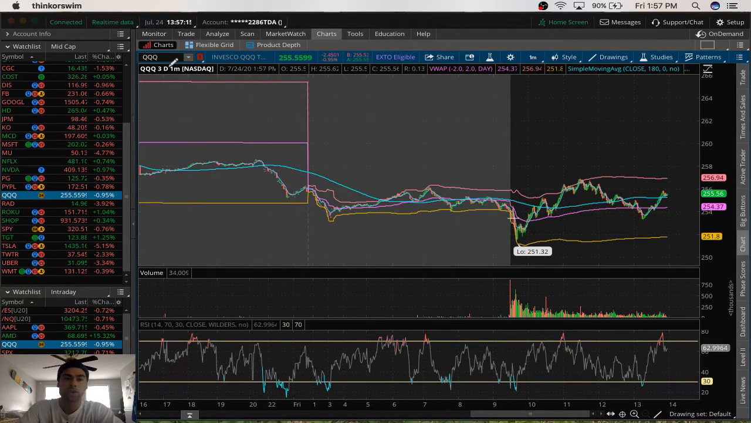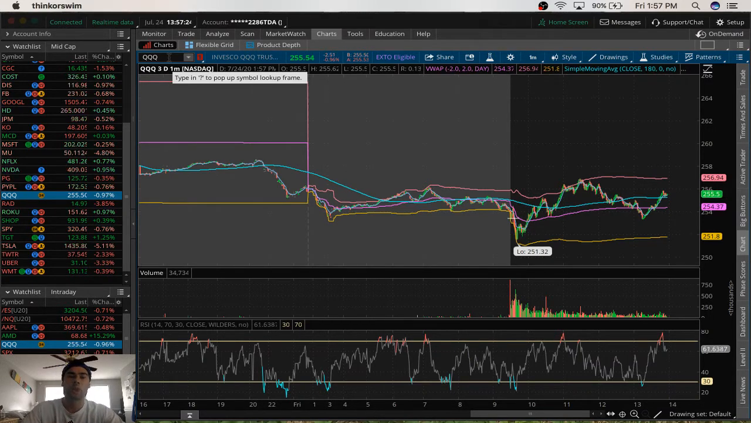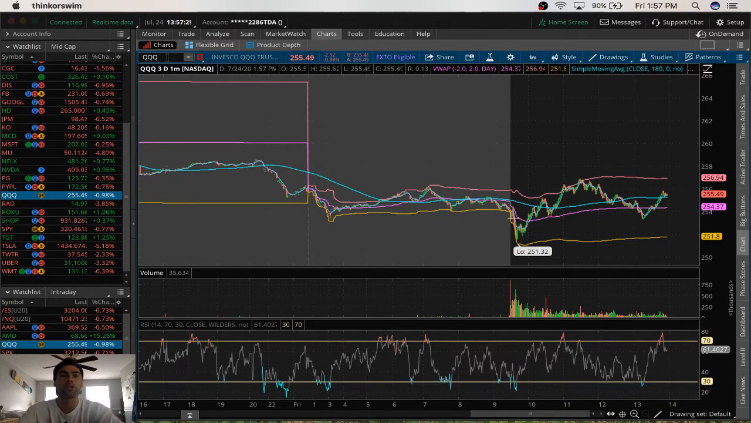So first things first, I traded the Qs today. The Qs, in case you don't know, is just an ETF that trades the same type of price action as the NASDAQ, just like how the SPY trades the same type of price action as the S&P. The reason I chose the NASDAQ today is that I've noticed it's had better follow through when it comes to breakouts and breakdowns, and the S&P really hasn't been as strong when it comes to those breakouts and breakdowns. So that's why I went with the NASDAQ today.